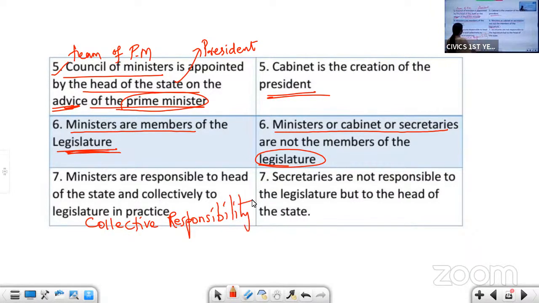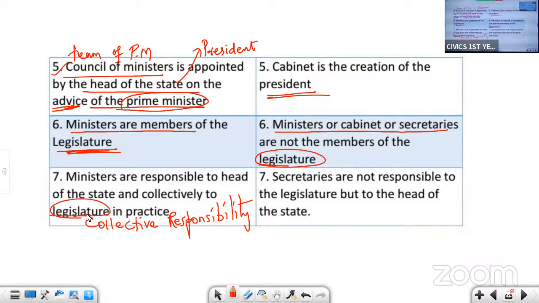What do you mean by collective responsibility? The prime minister and all his ministers are answerable to the legislature for their decisions. For example, if any policy of the government fails, then only one minister cannot be made responsible for it. It is the whole team, the prime minister and all his ministers, who are collectively answerable to the legislature.